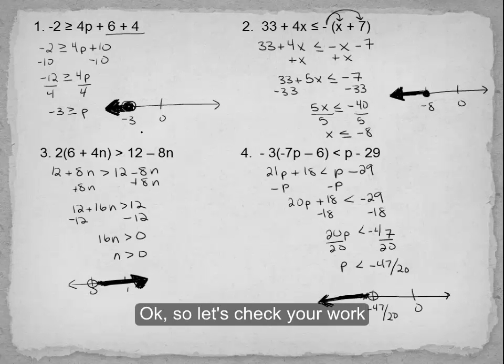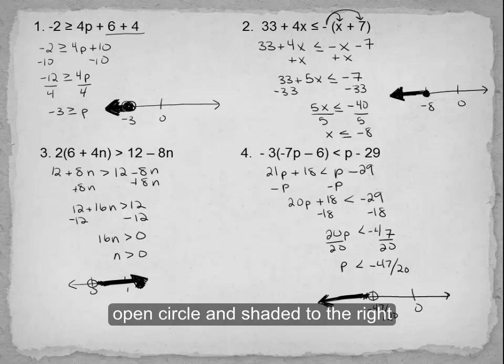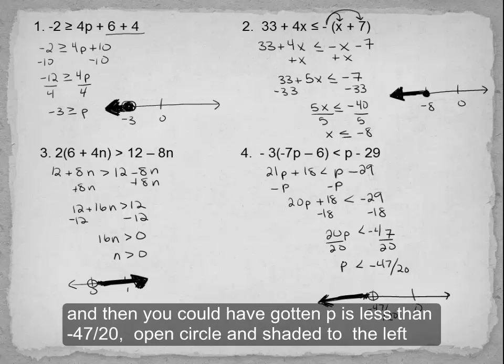Okay, so let's check your work. I've written out all of the steps. You should have gotten n is greater than 0, open circle and shaded to the right. And then you could have gotten p is less than -47/20, open circle and shaded to the left.